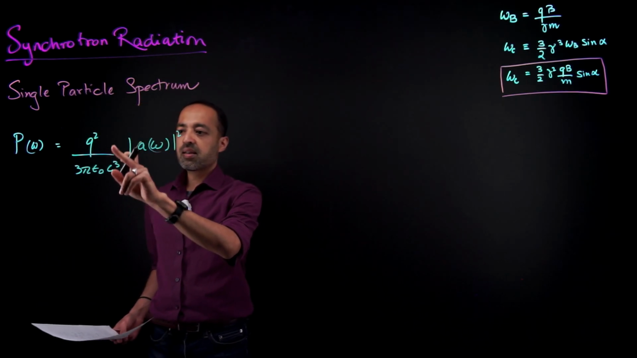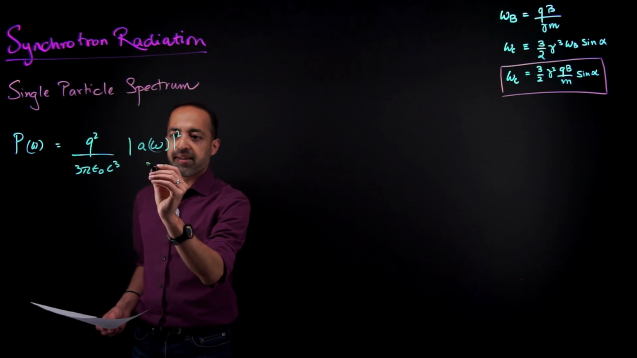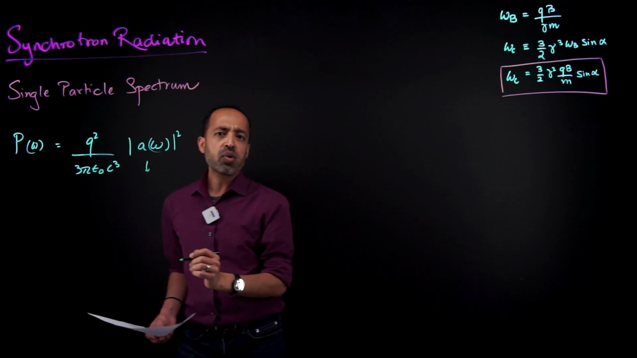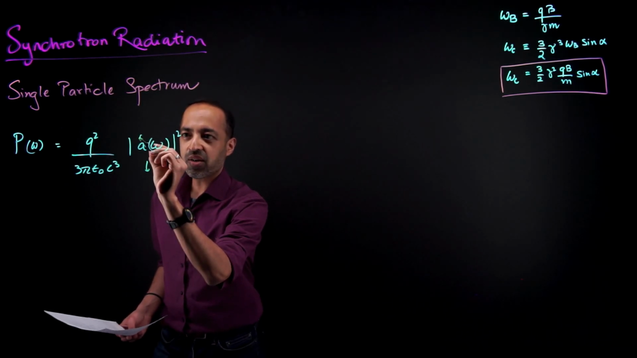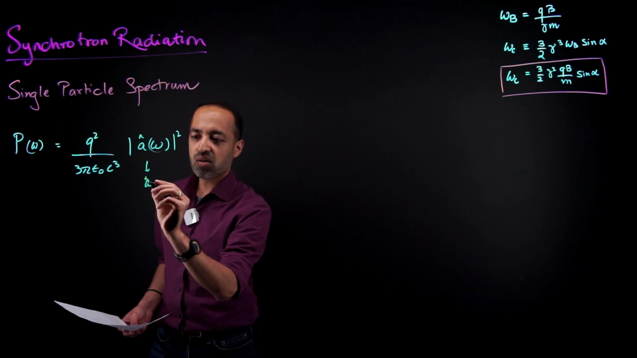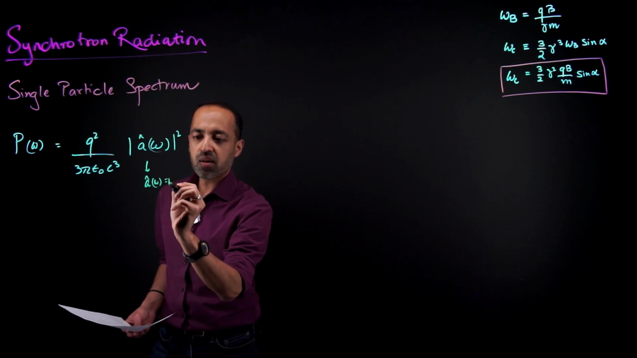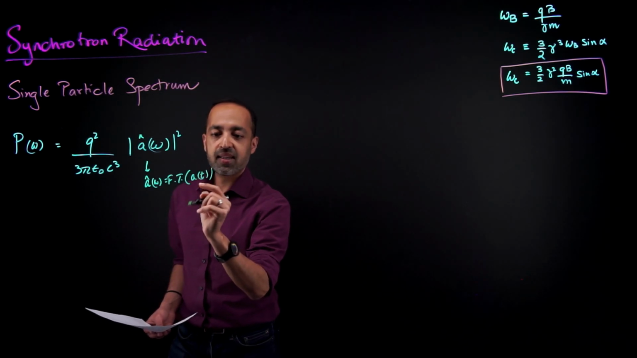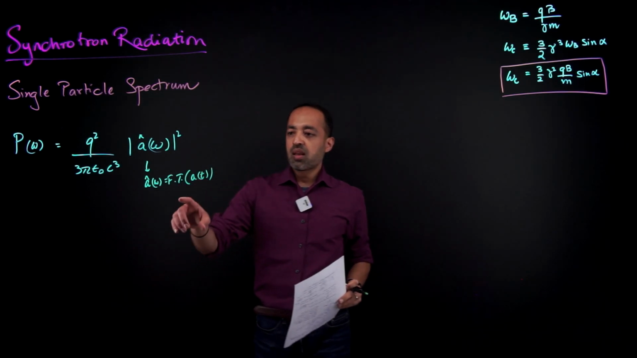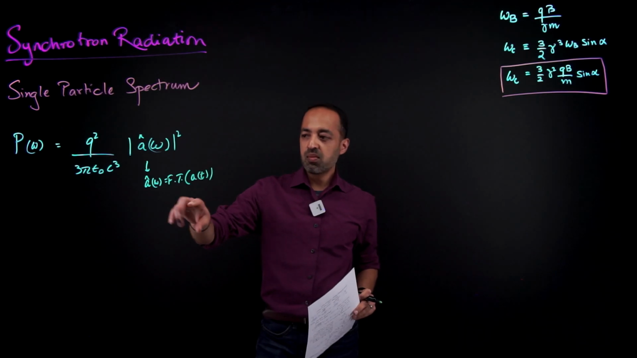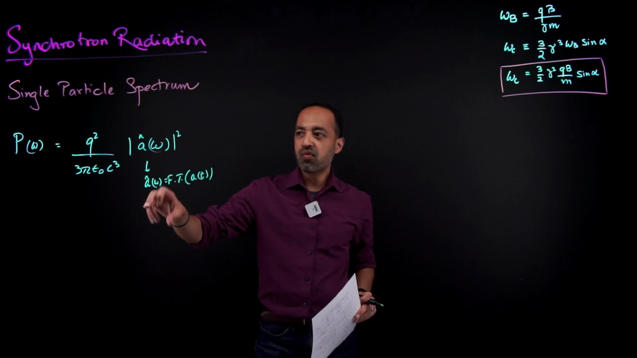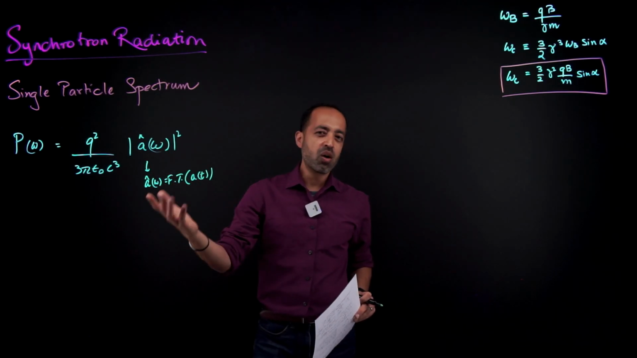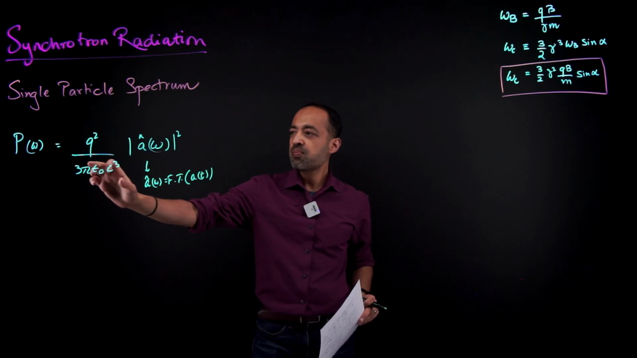So what is all of this? So a of omega is, or if you want to be very, very precise, you should put a hat on it, this a hat of omega is the Fourier transform of a of t, where a is the acceleration. So you take the acceleration as a function of time, you Fourier transform that, you get a hat of omega, it will be a complex quantity, so you take the mod squared of that.